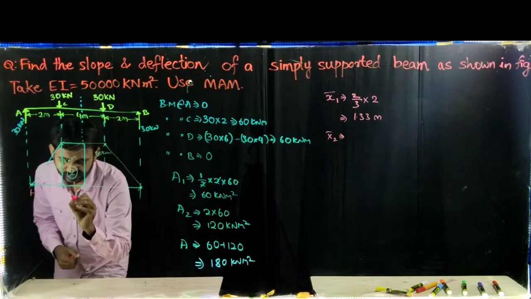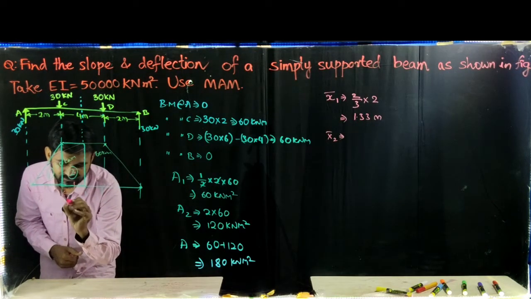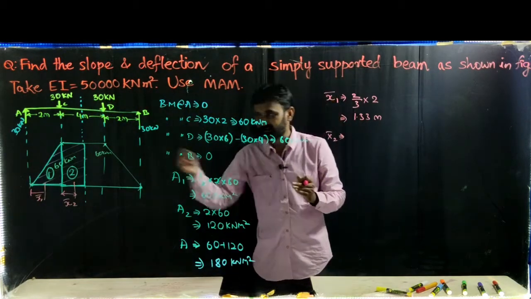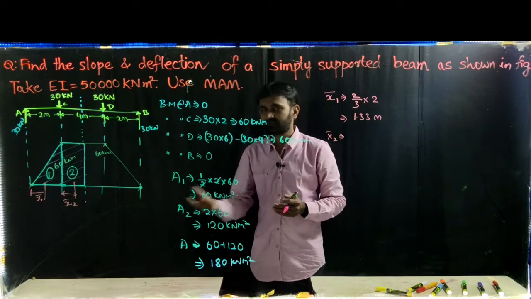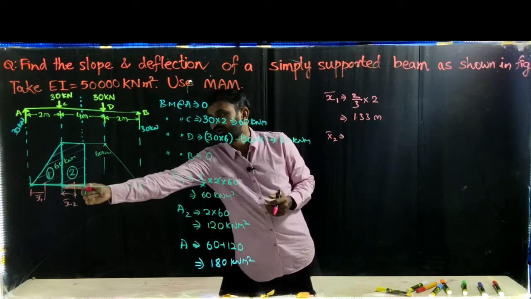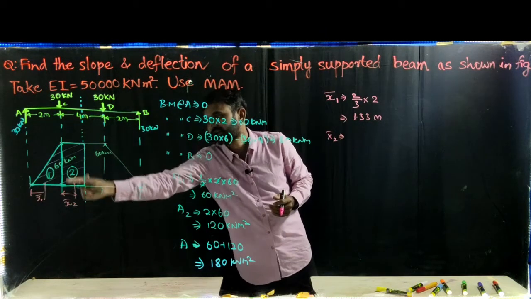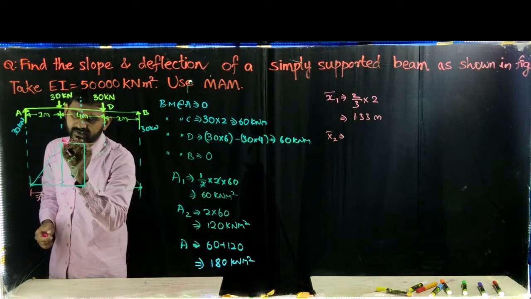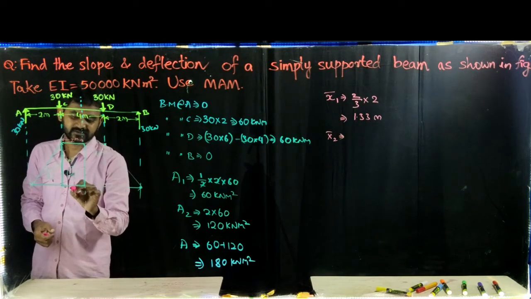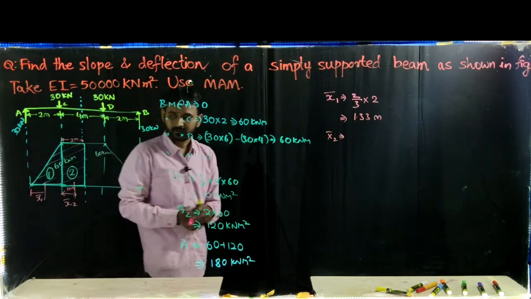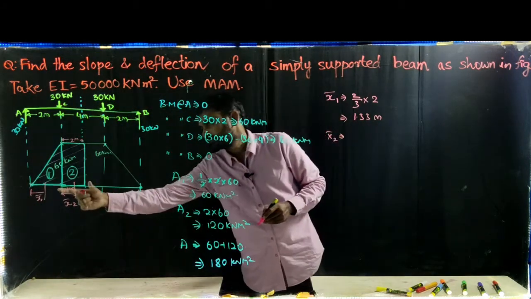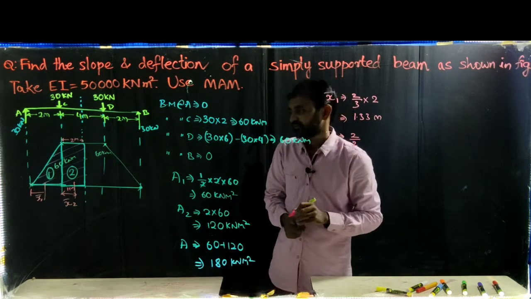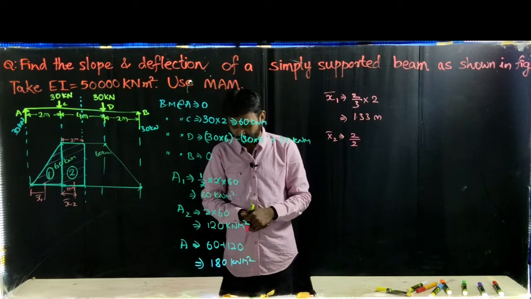It means this portion. This is x bar of 2. So what is x bar of 2? It is a rectangle. If it is a rectangle, obviously that will be b by 2. What is b here? 2 meters, because from the 4 half is taken as 2. In this 2 again it will act exactly at the center. It means this is 1 meter. So b by 2, it means 2 by 2, that is 1 meter.